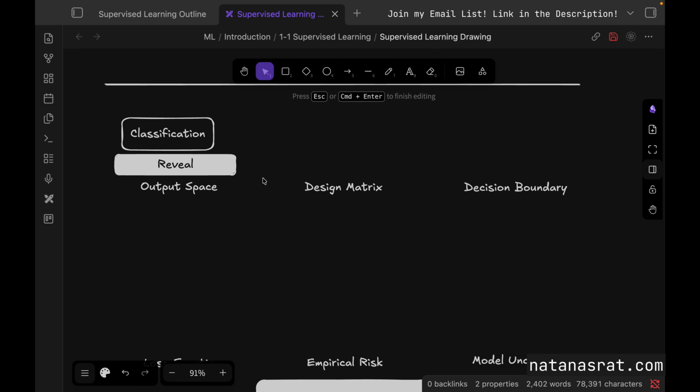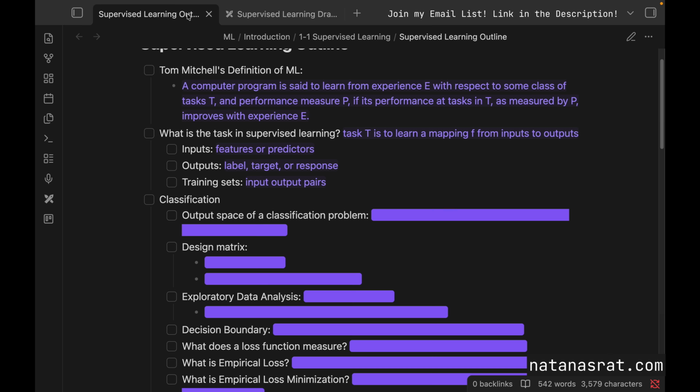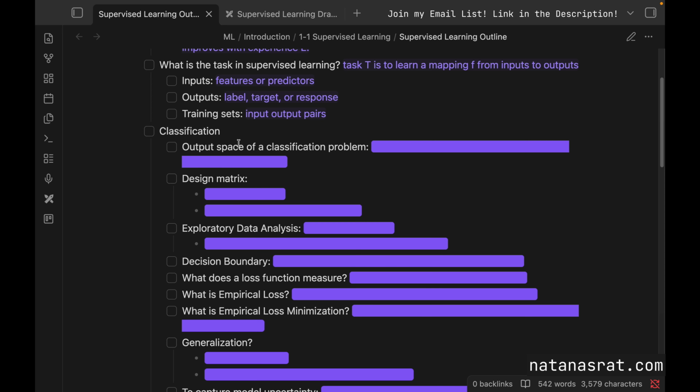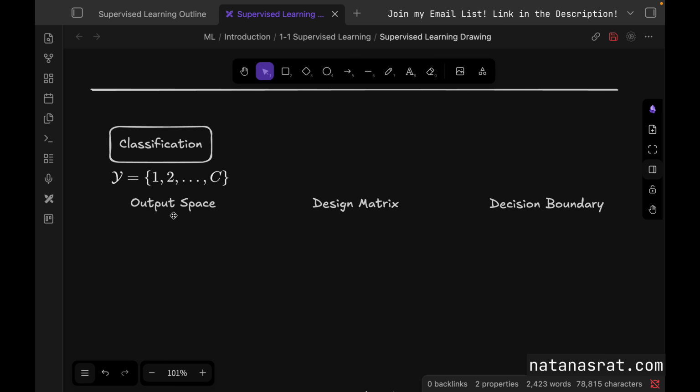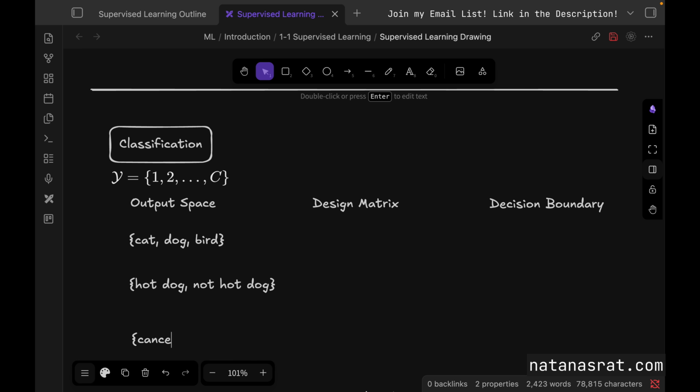So let's continue with classification. The output space of a classification problem is a set of labels known as classes, which are unordered and mutually exclusive. So the output space could be hot dog and not hot dog. It could be cancer or no cancer.